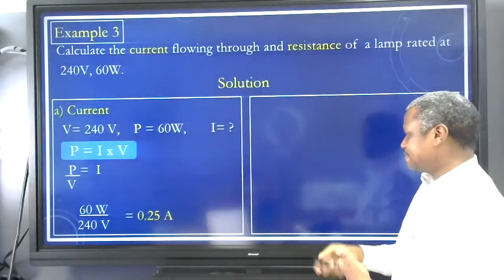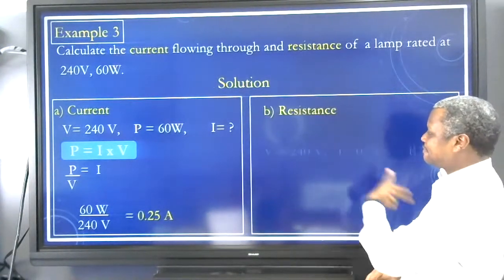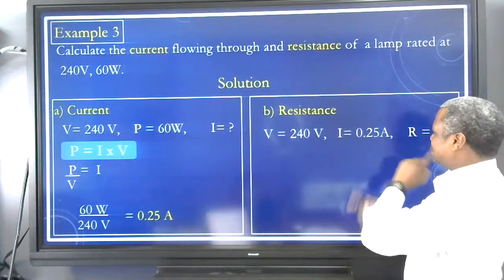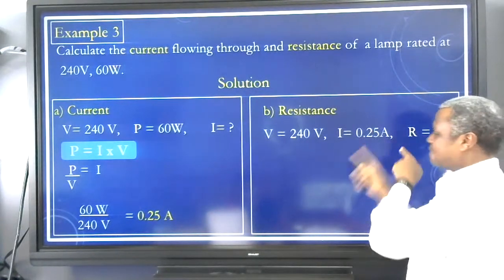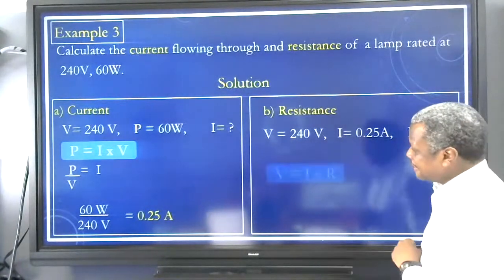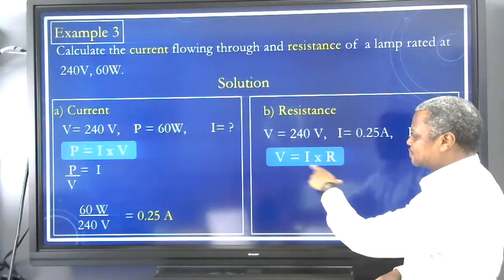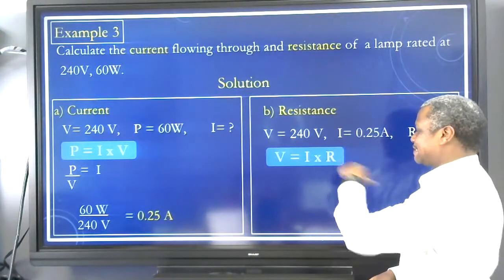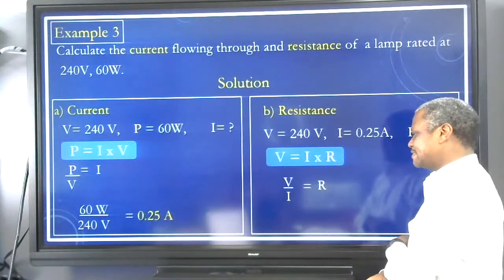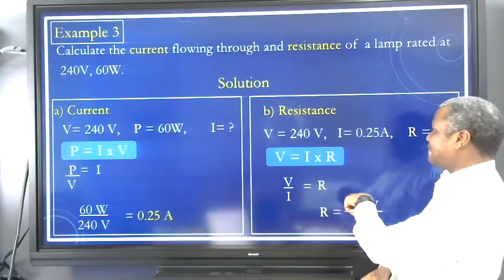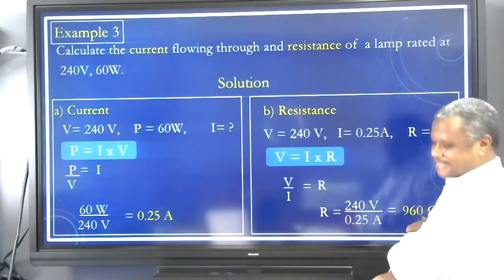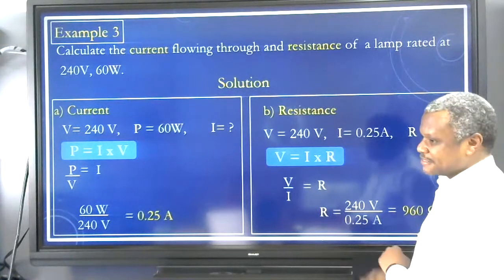Going back to what we learned last period, Ohm's law says V equals IR. We have the voltage, which is 240, and the current, which is 0.25, but we don't know the resistance. Again, from Ohm's law, V is equal to I multiplied by R, current multiplied by resistance. So voltage divided by current is equal to the resistance. Resistance is equal to 240 divided by 0.25. When you divide that, your answer is 960 ohms.